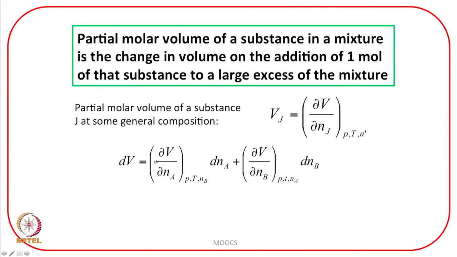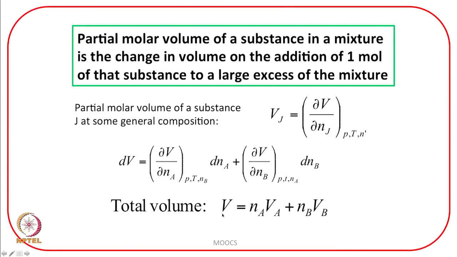Let us go back to the slide. That is what I just discussed, that dV is equal to partial molar volume of A into dn_A plus partial molar volume of B into dn_B. And now, if I calculate the total volume, I integrate this. Partial molar volume being a constant quantity, the total volume will be V is equal to partial molar volume of A into number of moles of A plus partial molar volume of B into number of moles of B.